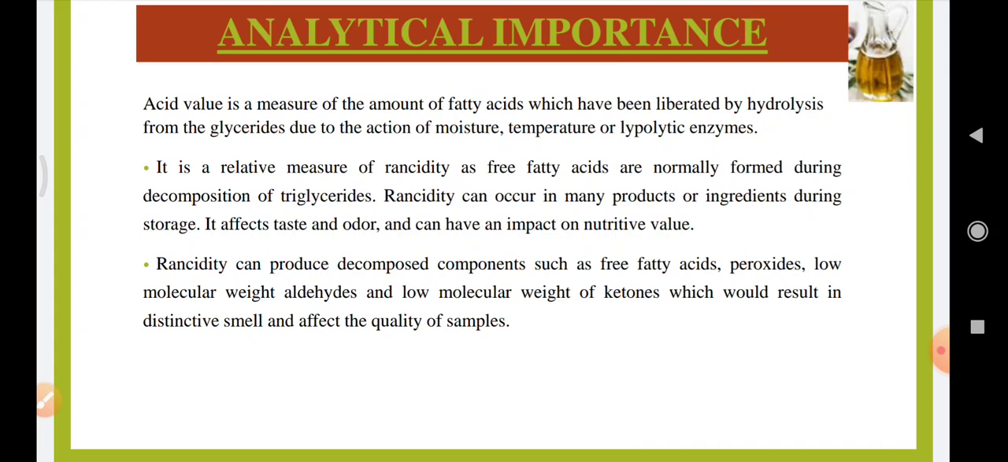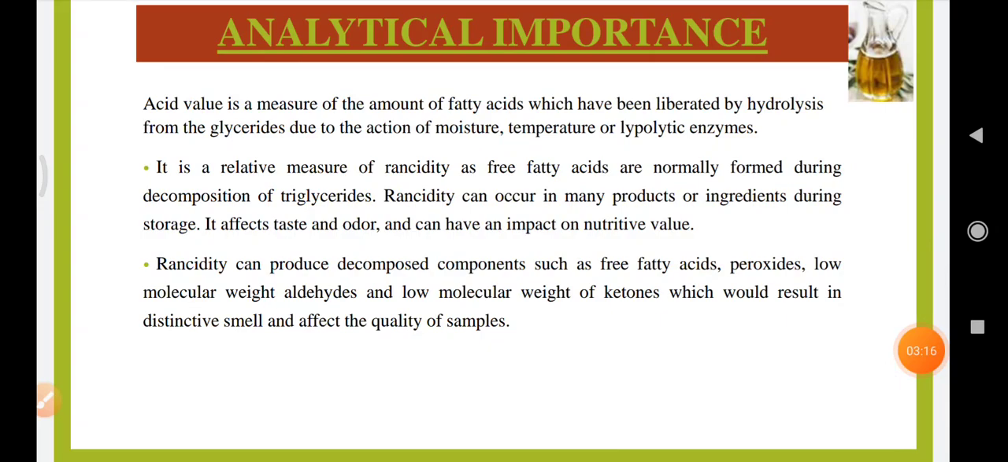Rancidity can occur in many products or ingredients during storage. For example, if we have stored an oil container for a long period of time and unfortunately the lid of the container is open, then the oil becomes hydrolyzed or oxidized. And hydrolysis or oxidation of the oil can produce free fatty acids, peroxides, low molecular weight aldehydes, low molecular weight ketones, and all these can result in distinctive smell and affect the quality of the oil or fat. This can also have an impact on nutritive value.